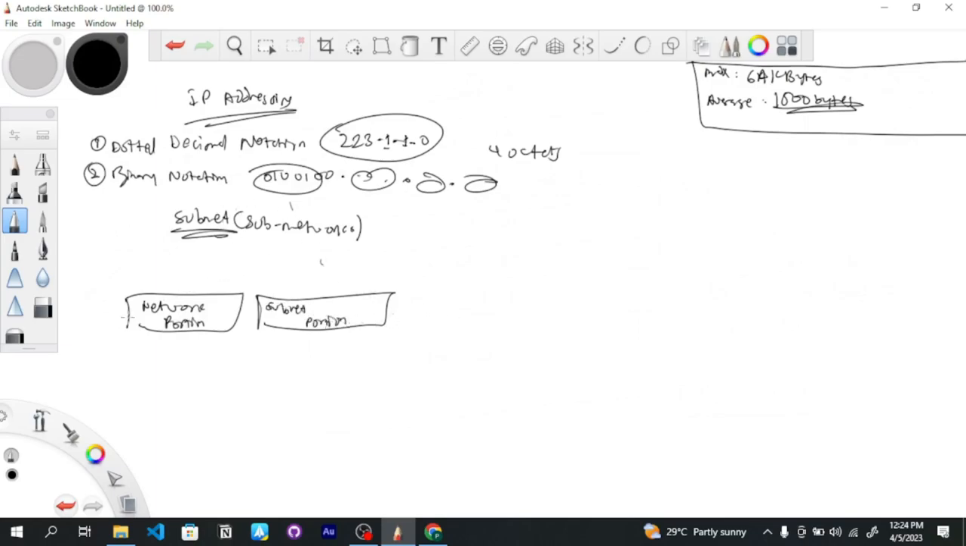If two devices are on the same subnet, the network portions would align. It's the subnet portion that will be different. You understand? Okay. What did I just say? I'm sorry. I literally didn't know what I was saying. Let me go back.